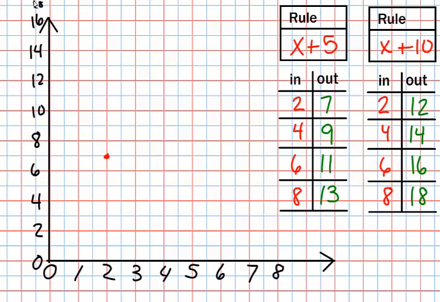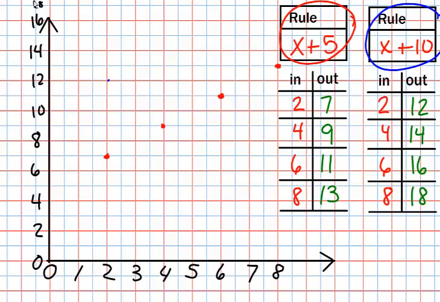2, 7. We go across to 4 and up to 9. Right about there on the line, in between 8 and 10. Then we go across to 6 and up to 11, and across to 8 and up to 13. This one we did in red. So let's do the second one in blue, and let's see what happens with these two lines.